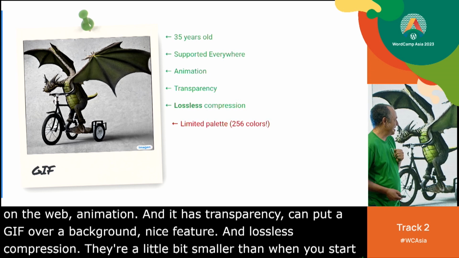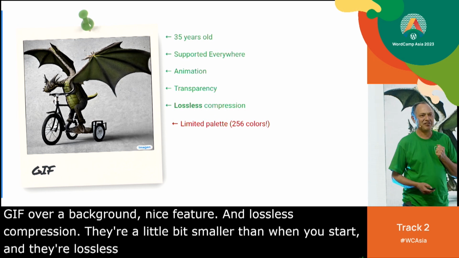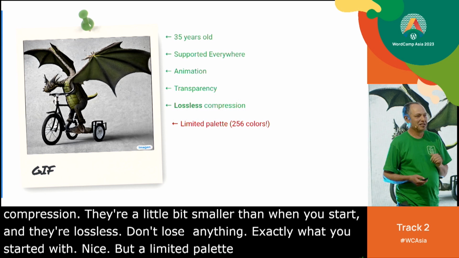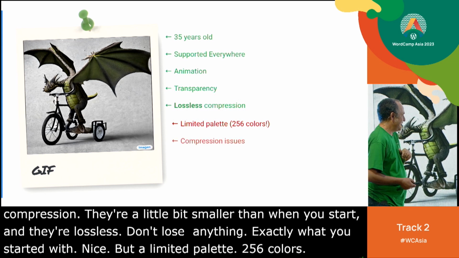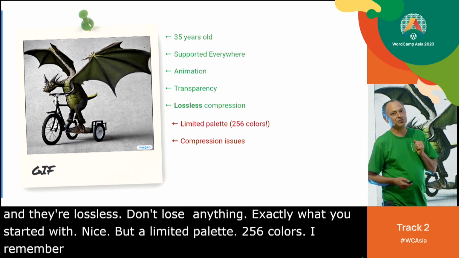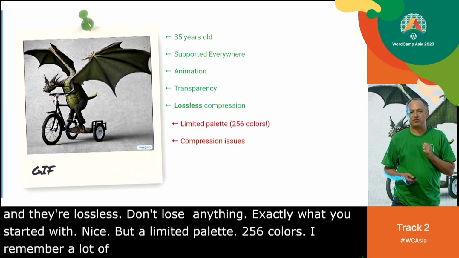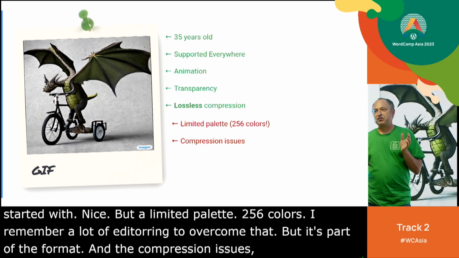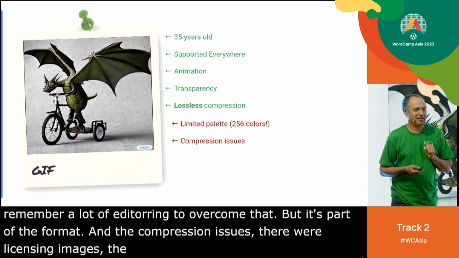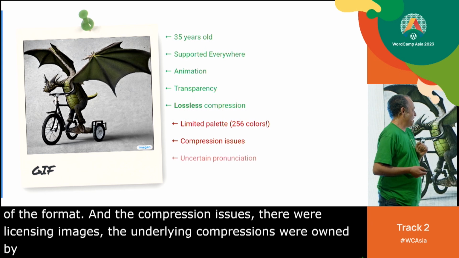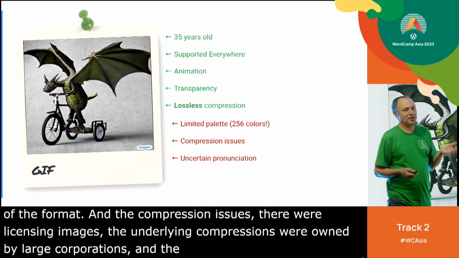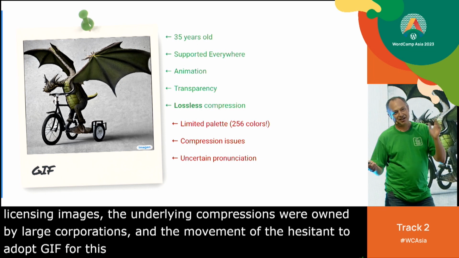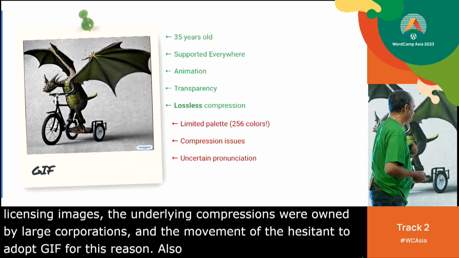Pretty nice. But it had a limited palette, 256 colors. I remember a lot of dithering to try to overcome that, but it is a limitation of the format. And the compression had issues. When it first came out, there were licensing issues. The underlying compression algorithms were owned by large corporations, and the free software movement was hesitant to adopt GIF for this reason. Also, no one knows how to pronounce it. Is it GIF? Is it GIF? I'm using GIF, but you can, I don't know, keep arguing about it after the talk.